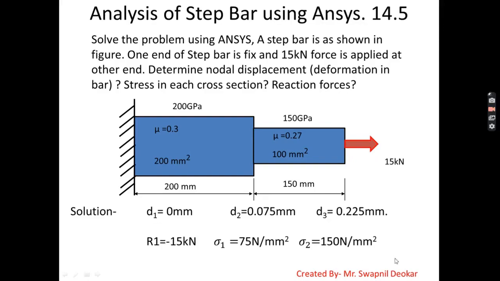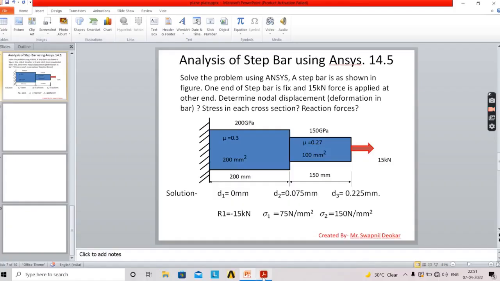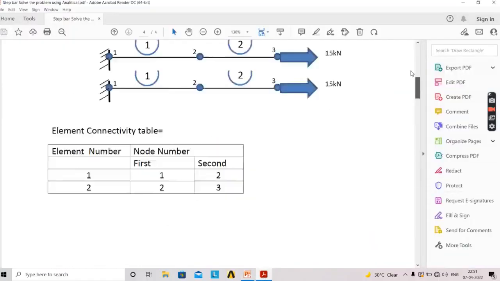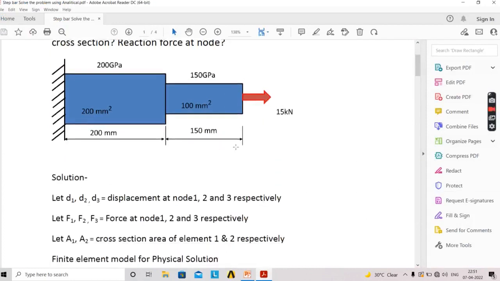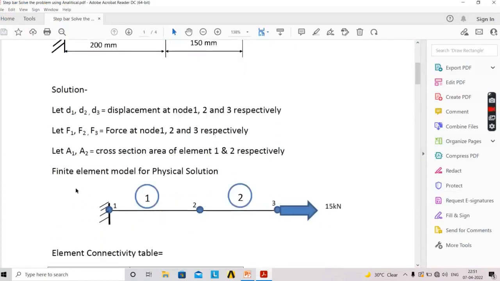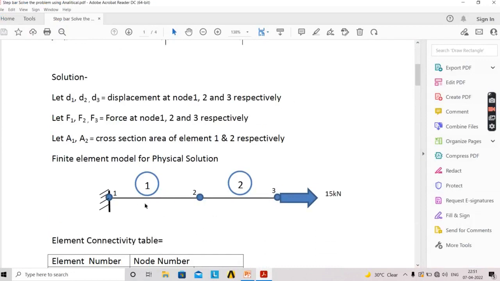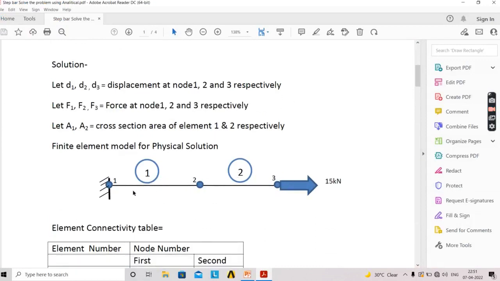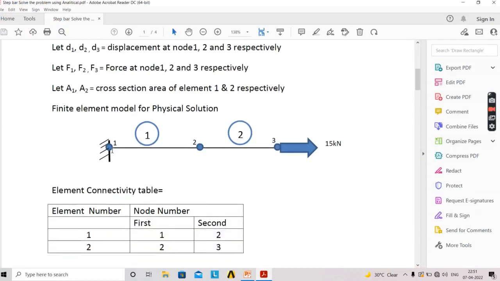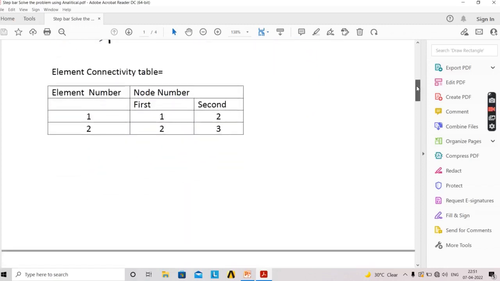Now if you see the solution of this problem, this is our problem and we solve this. This is the finite element physical model. This is element number 1, 2. Element 1 is connected with node 1 and 2. Element 2 is connected with the second and third node, and this is the force.